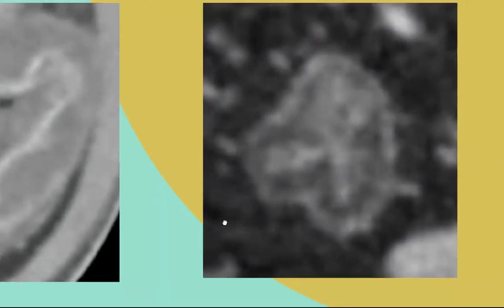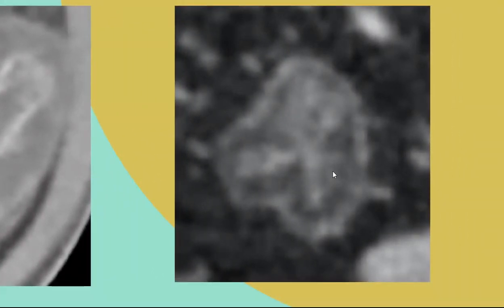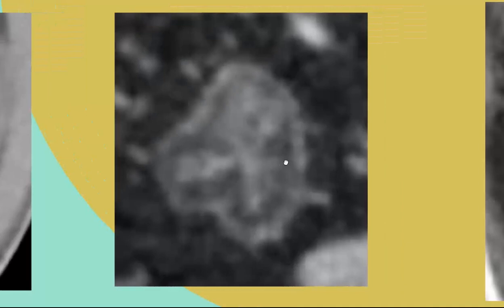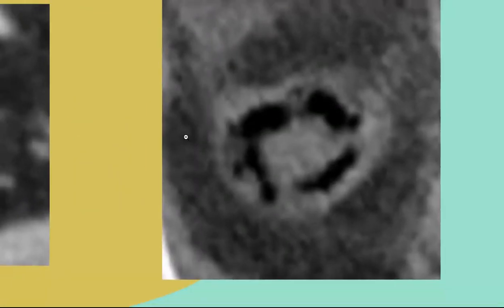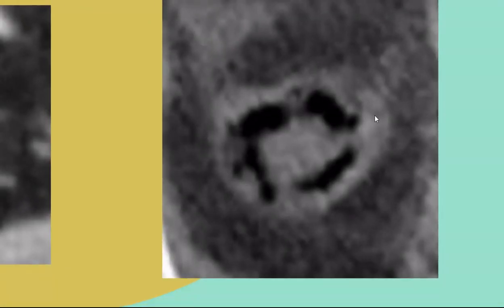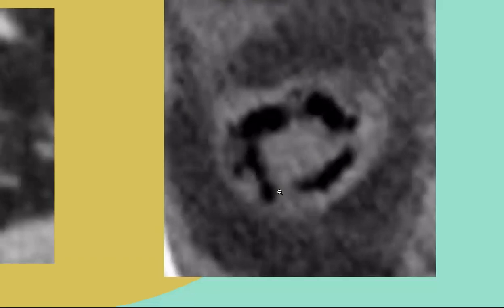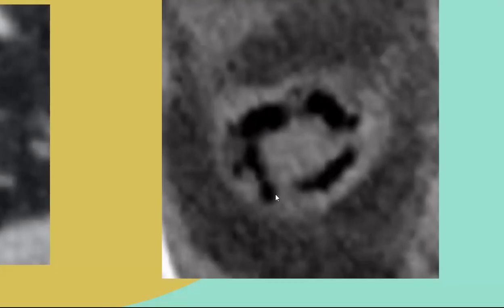Next is a cross-section of the bowel whose wall has a similar attenuation to the surrounding fat. This is burnt out Crohn's disease. This is more serious. Here we see pockets of gas within a submucosal location. This is a patient with small bowel infarction.